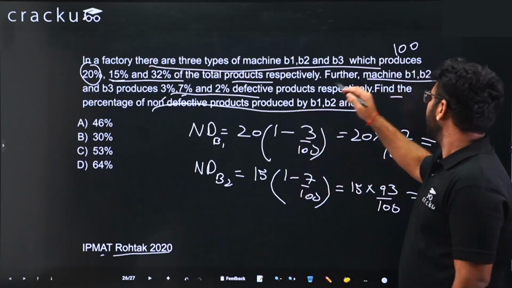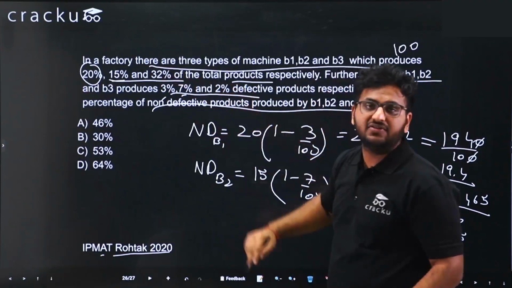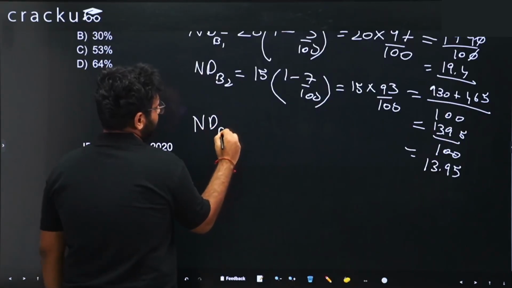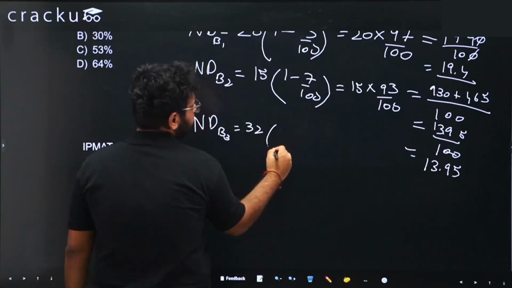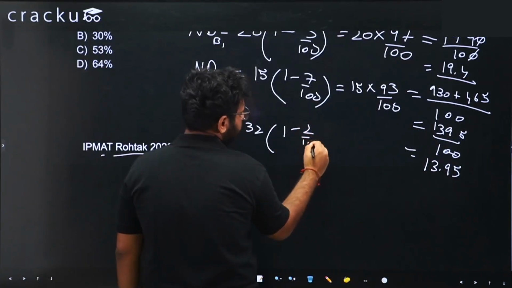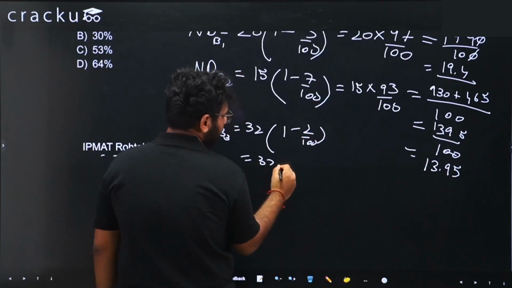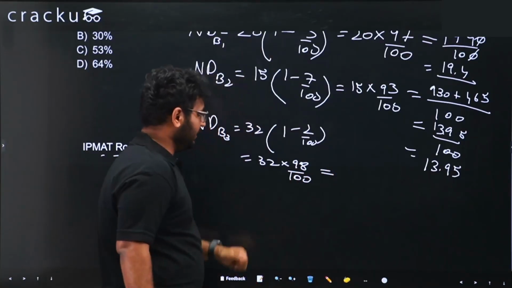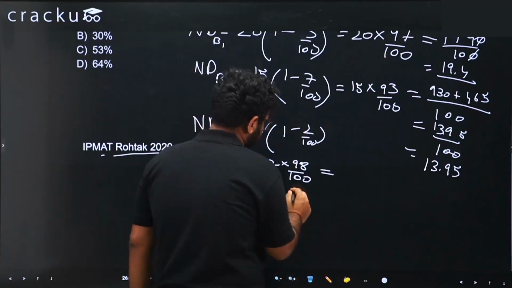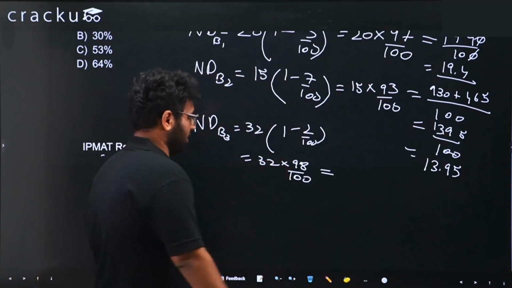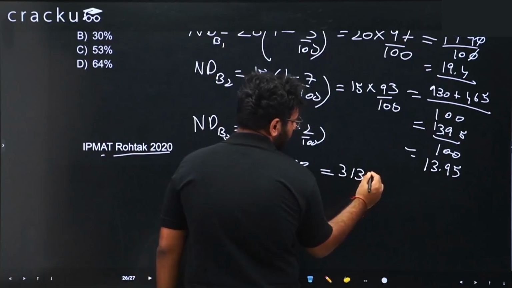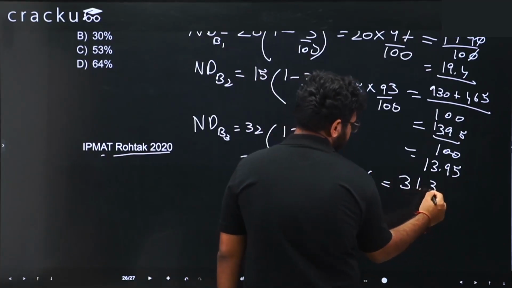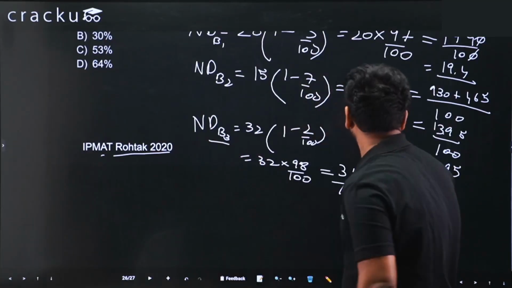Similarly, we will do for B3. B3 is producing 32 and defective 2%. So non-defective by B3 will be 32 into 1 minus 2 by 100, which will be equal to 32 into 98 by 100. So 32 into 98 is 3136 divided by 100, which will be equal to 31.36. So by B3 it's 31.36.